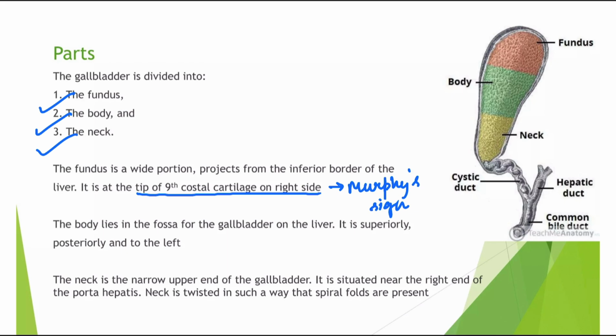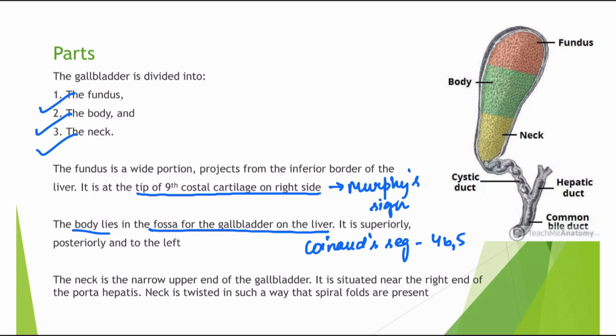Okay. Then there is an important thing for surgery: the gallbladder body lies in the fossa of the gallbladder. This gallbladder fossa is formed by Couinaud segments 4B and 5. Okay, these are the two segments which form the gallbladder fossa.